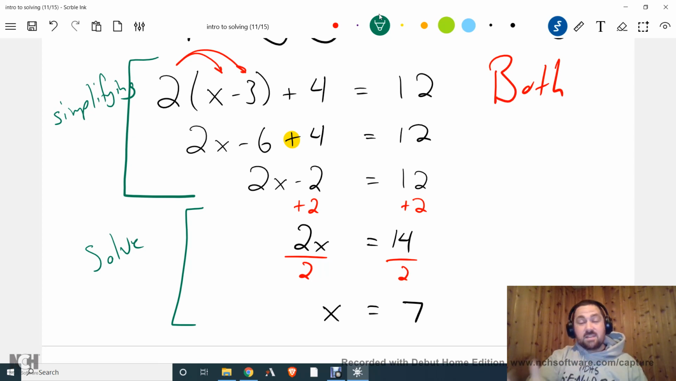Hopefully this difference makes sense, and hopefully you're like, oh yeah, I'm cool with that. And we can all push ourselves to be more consistent about using simplify when we mean simplify, using solve when we mean solve.